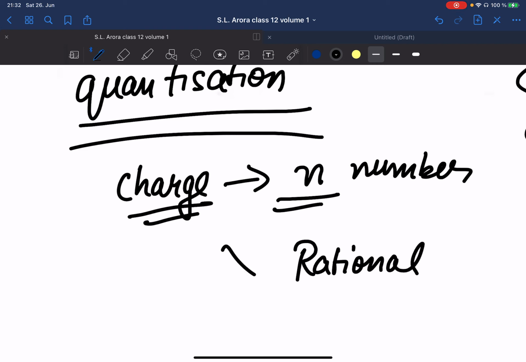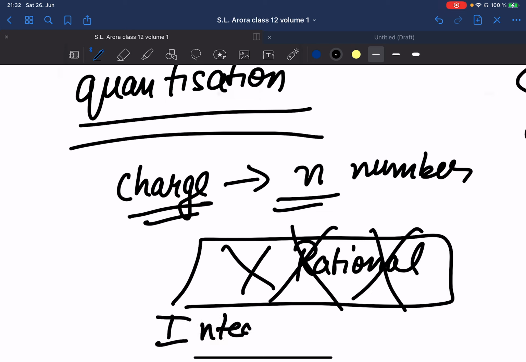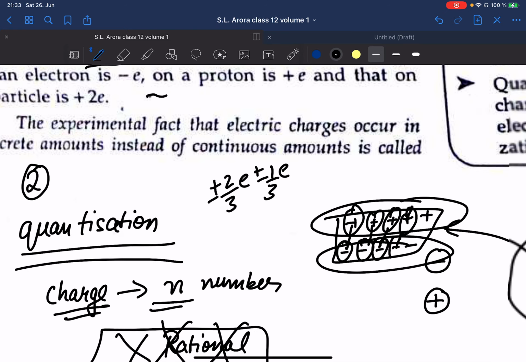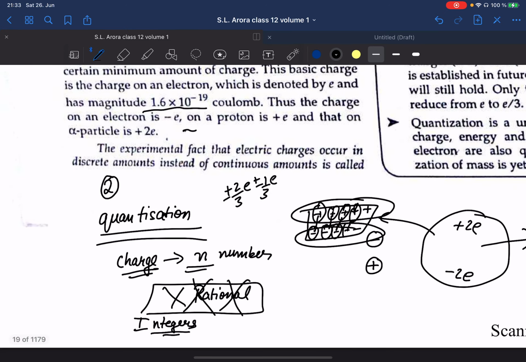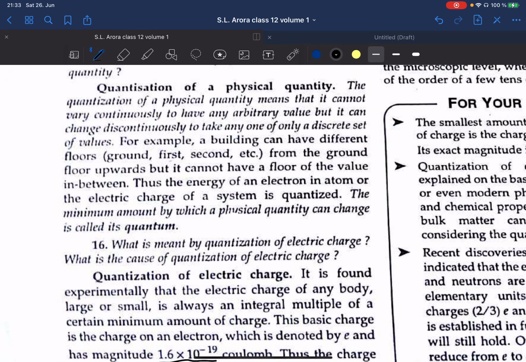It is only integers. Rational not possible. Charges are integers, but that is not true if you go into quarks. Quarks have a charge of plus or minus 2e/3 and 1e/3, or maybe plus minus, I don't know. It can vary. The quarks exist in pairs: up quark, down quark, and anti-quark.